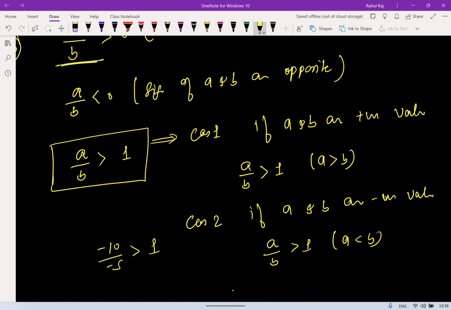Okay, but if they are both different from each other, not the same sign, then this doesn't apply. Then A over B can't be greater than 1, it is a negative value. It's not greater than 1 at all. It's not a positive value at all. I'm checking for a condition when it is greater than 1. Okay. Is this clear? If A and B are negative, then A over B is greater than 1 when A should be less than B. Correct.